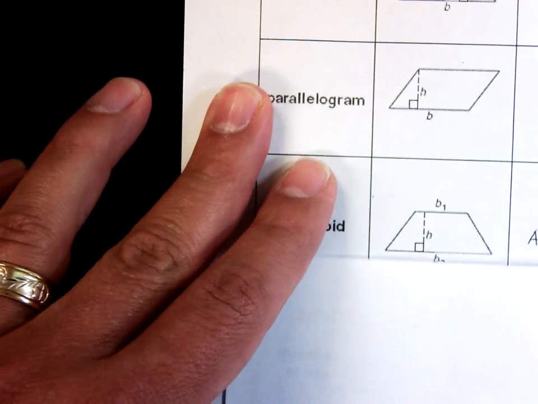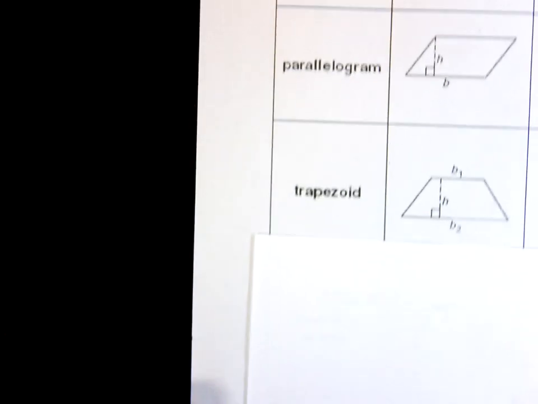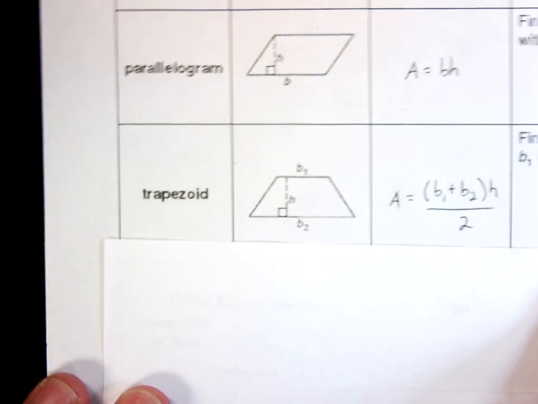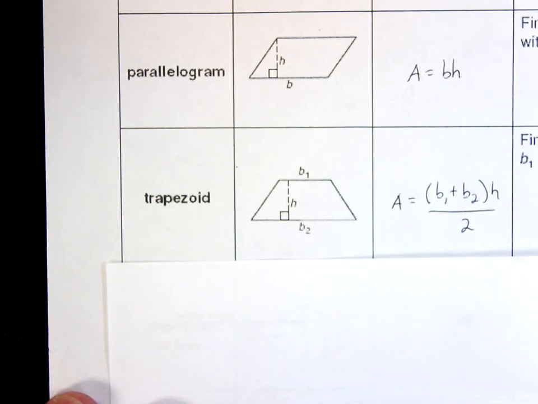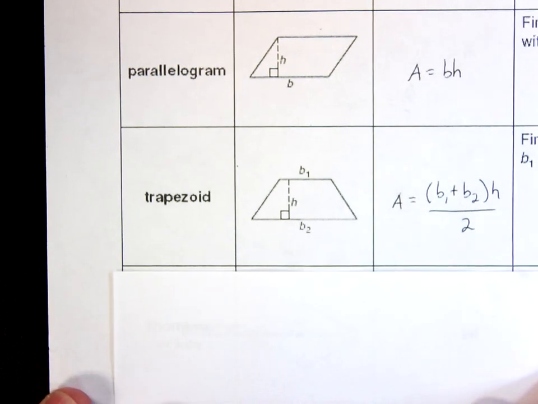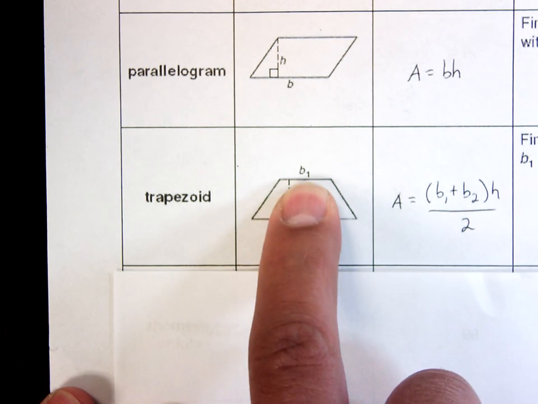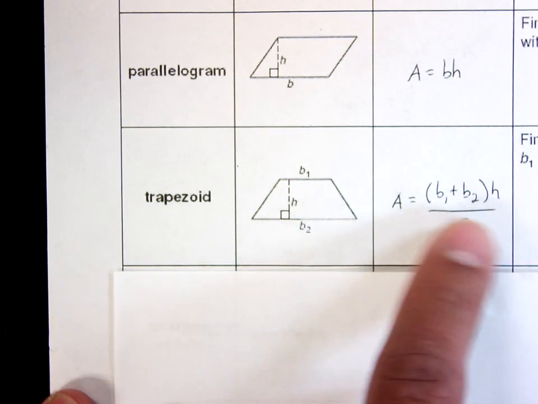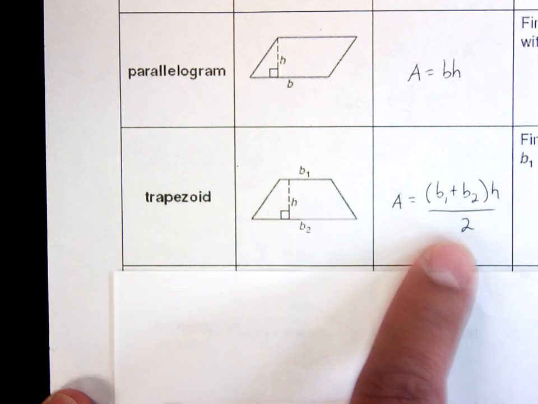Trapezoid. This is kind of a new shape as far as talking about area. To get the area of a trapezoid, you add up your two bases, and your bases are the two sides of the trapezoid that are parallel to each other. So this is base 1, this is base 2. We're going to add these two up, multiply by the height of the trapezoid, and then divide by 2.